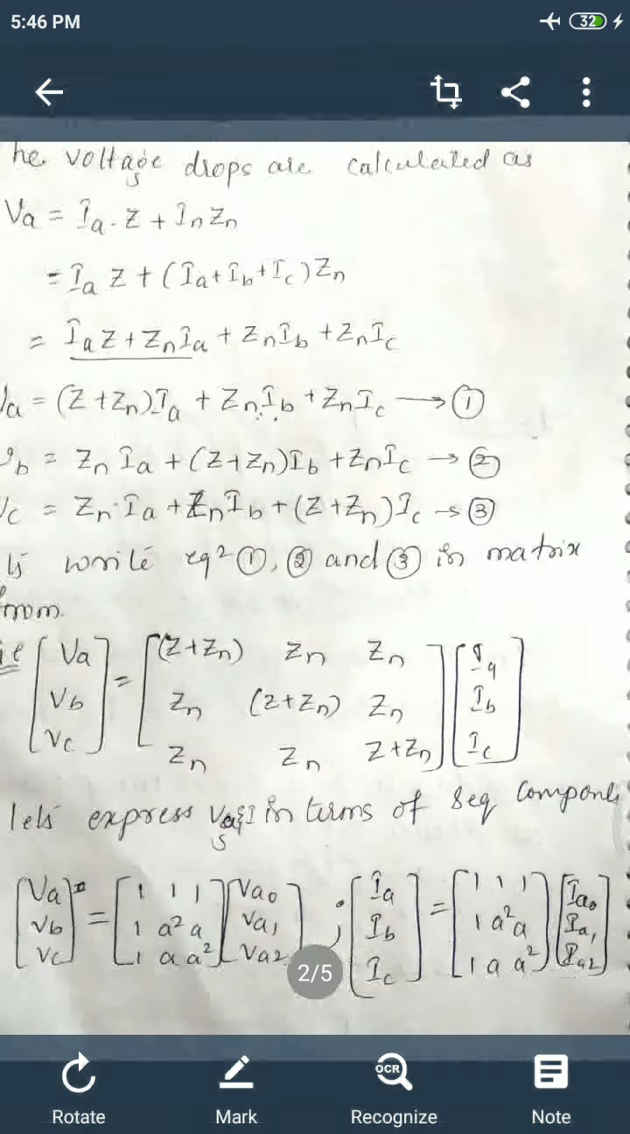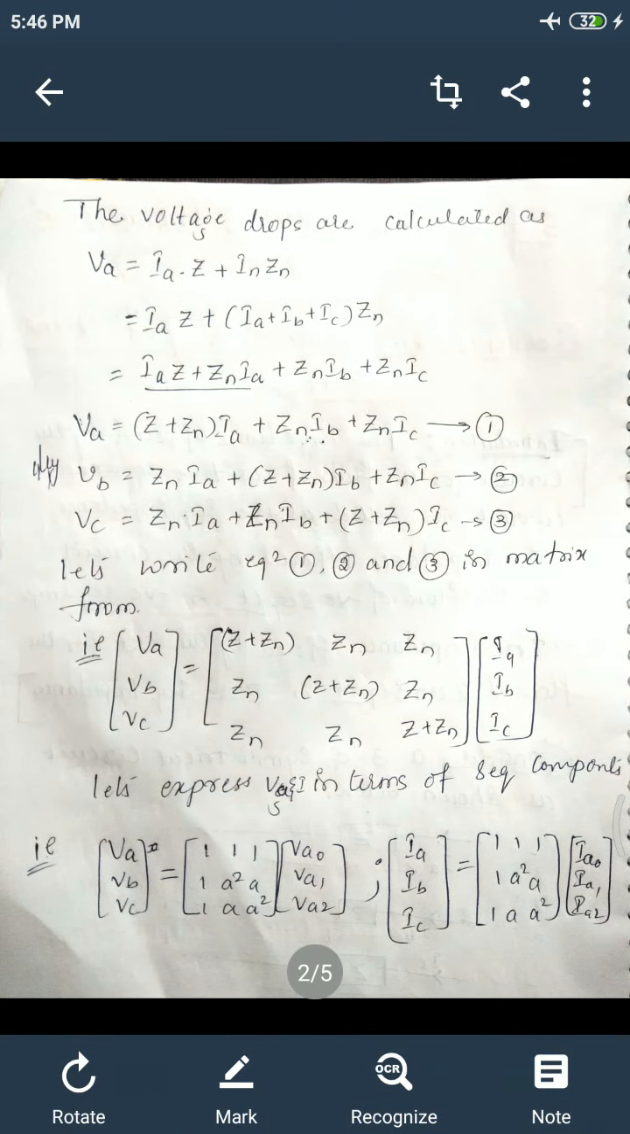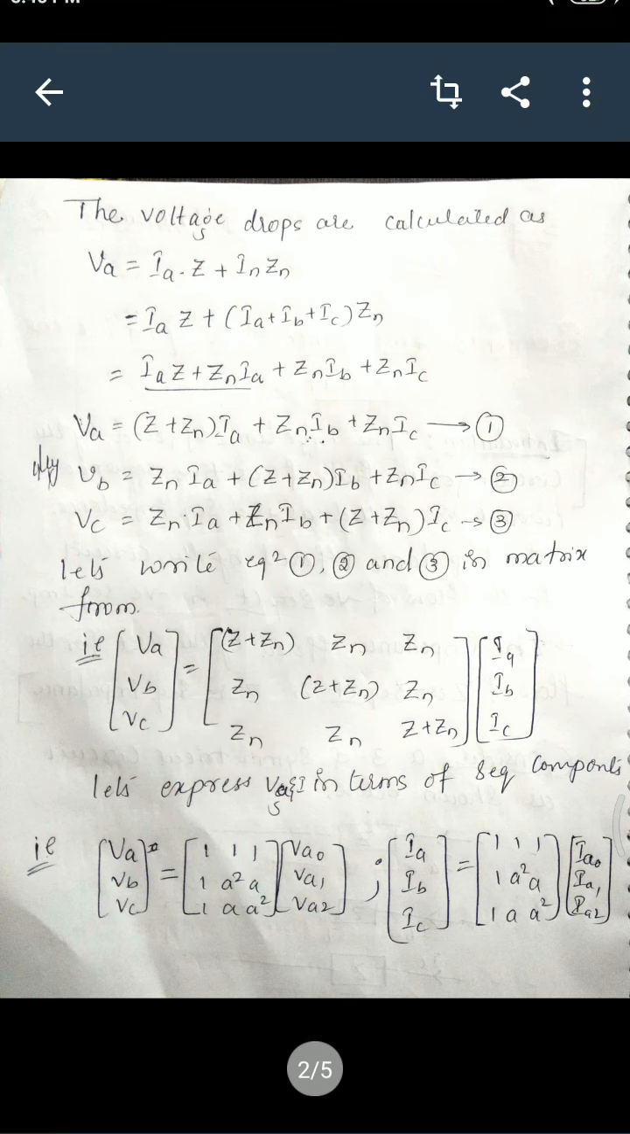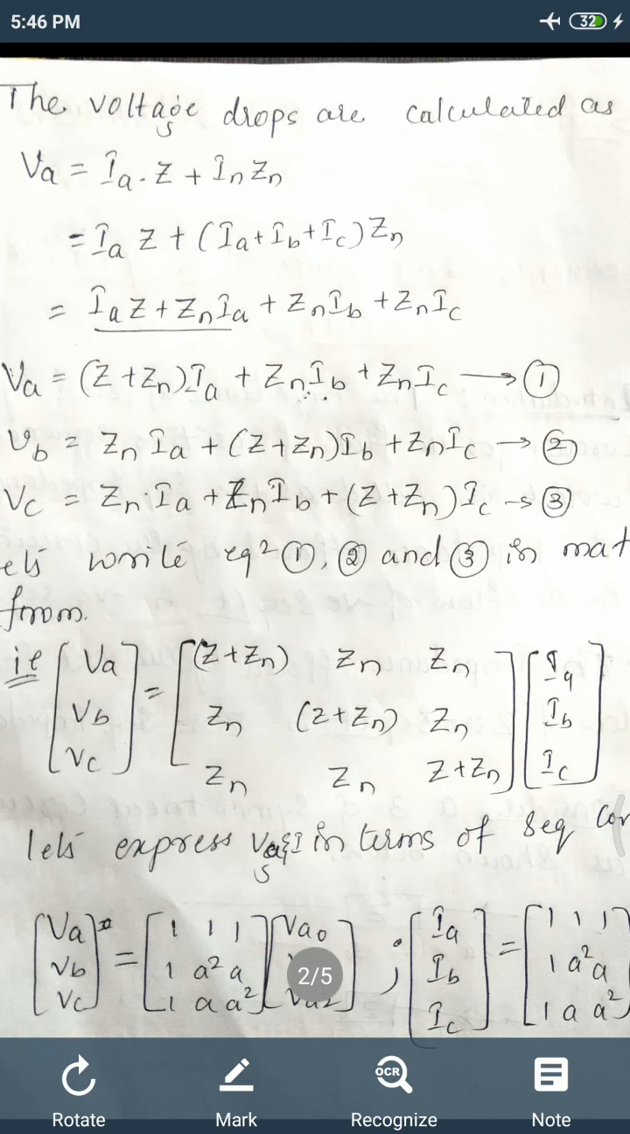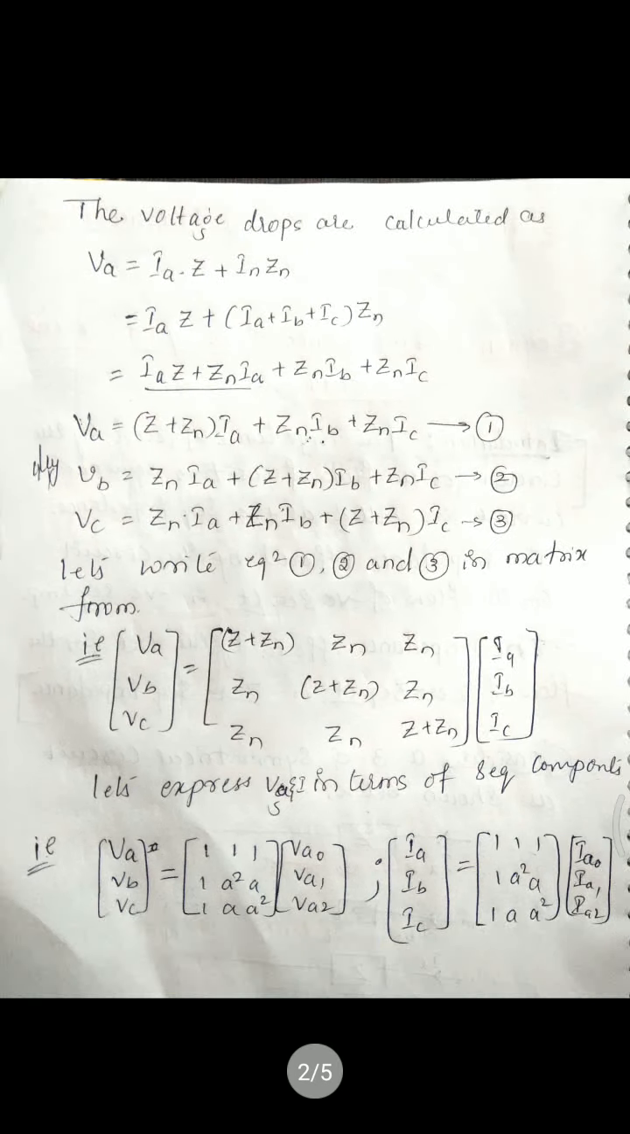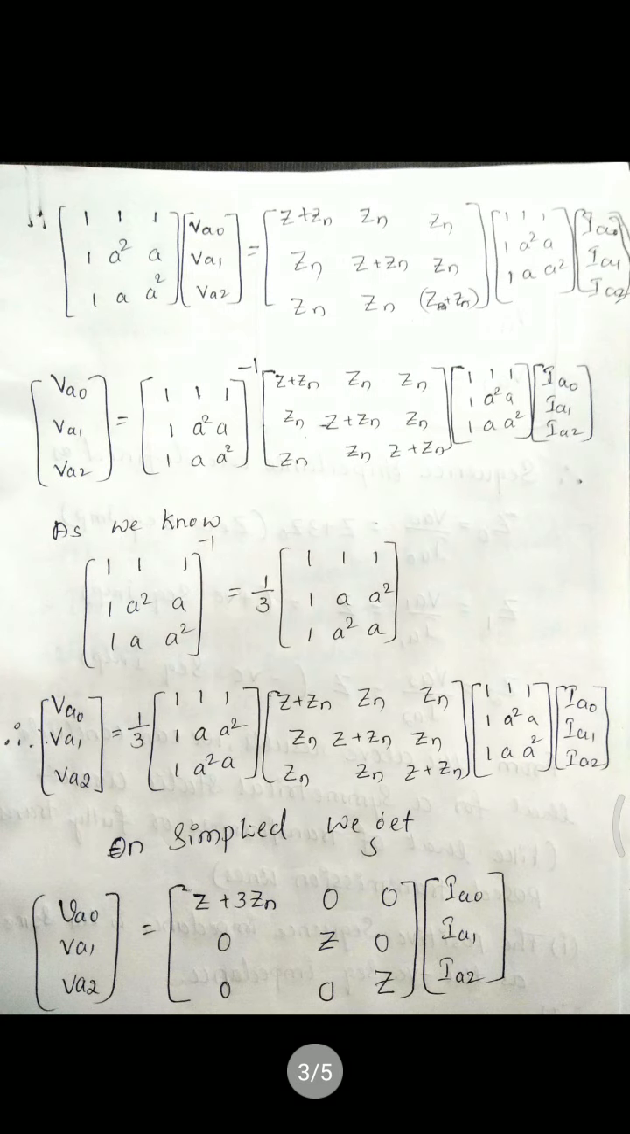Okay, in this way. Let's substitute these two equations in the above equation, that is, in this equation: VA, VB, VC is equal to Z matrix into IA, IB, IC. Once you substitute, VA, VB, VC is nothing but your matrix 1, 1, 1; 1, A square, A; 1, A, A square into VA0, VA1, VA2.